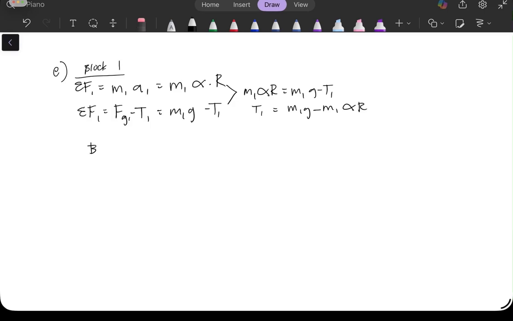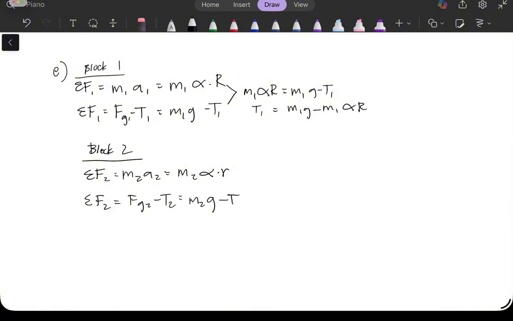And then for block 2, we set up the same thing. This time, acceleration will expand to alpha times little r. And then downward force minus the upward force equals this. So these as equal to each other.